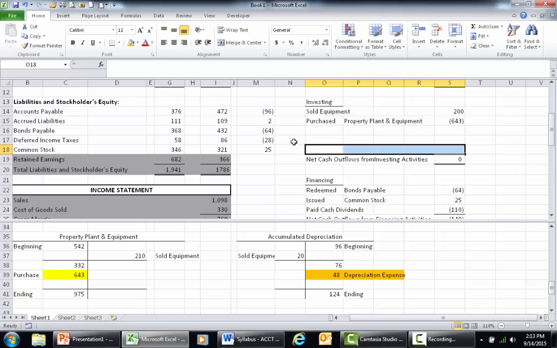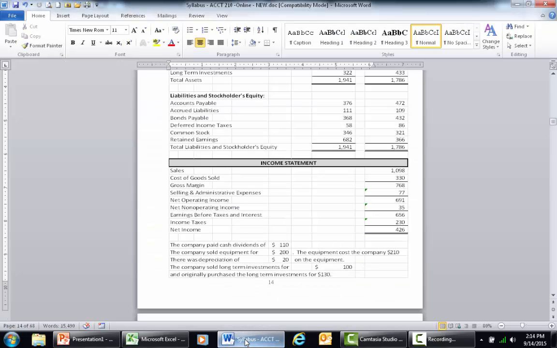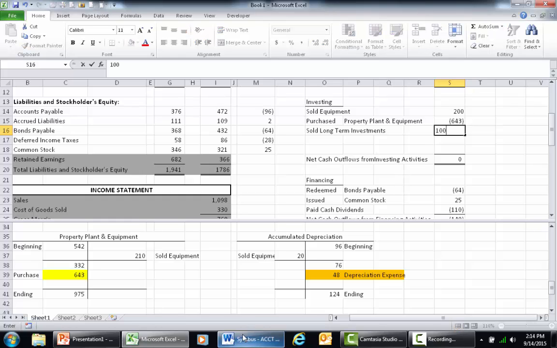Now we don't just calculate the difference between the beginning and ending because now we have more information. If the accountants don't give us any new information to go on, we can just take the ending minus the beginning and make assumptions. But once we have new information, we have to record the information that we have. So we know that we sold long-term investments, and the note says that we sold them for $100. We assume that we got cash for those. Those are going to represent a cash inflow, 100 bucks.